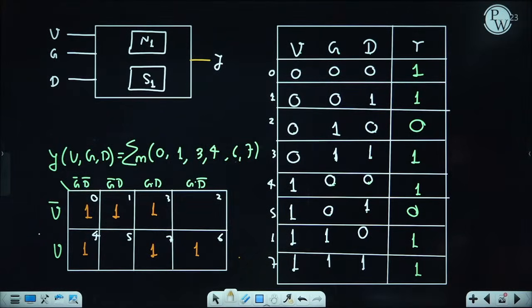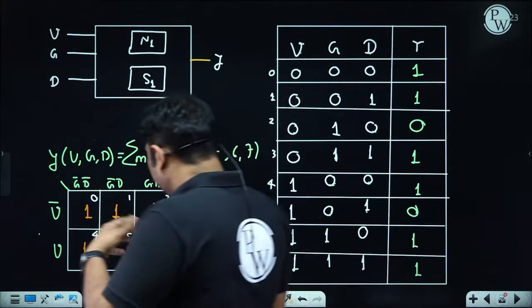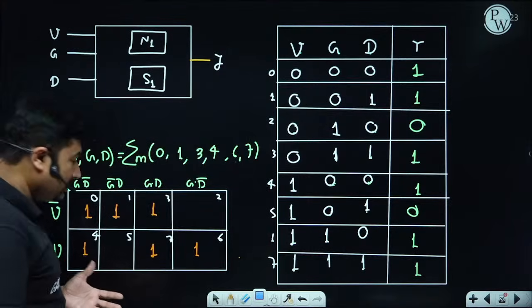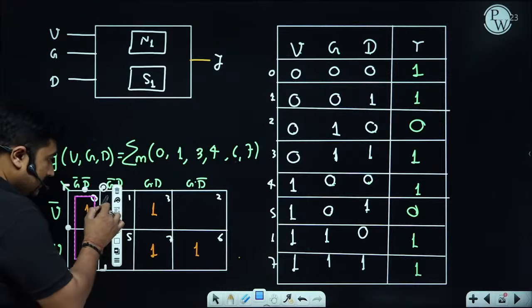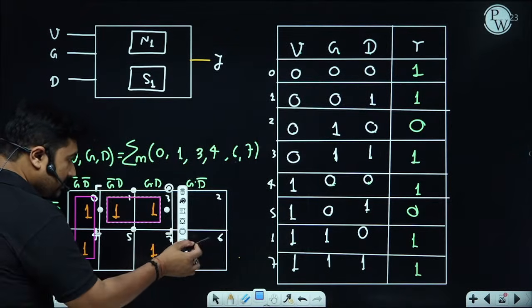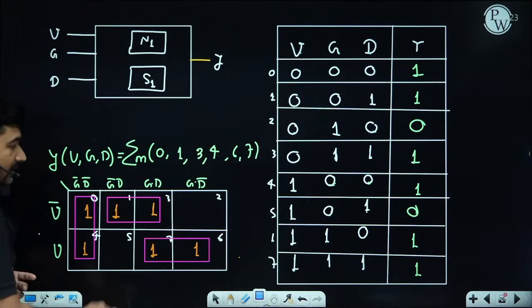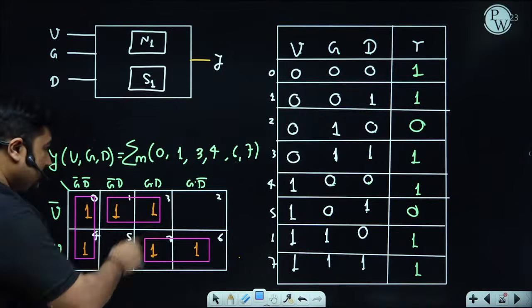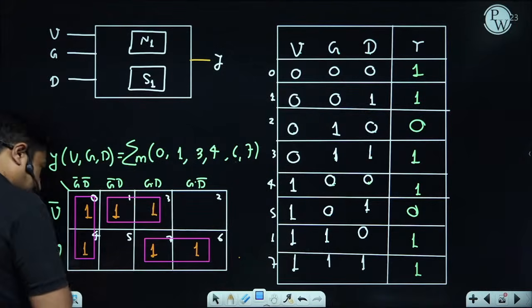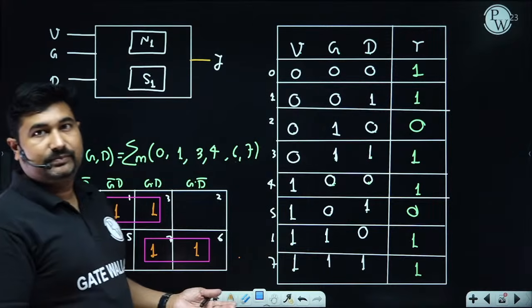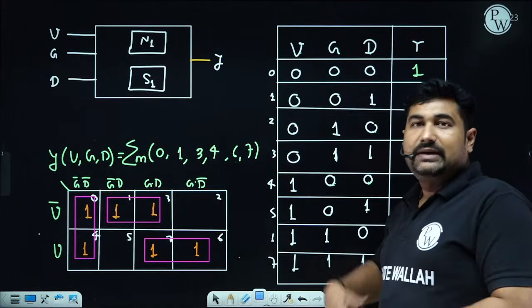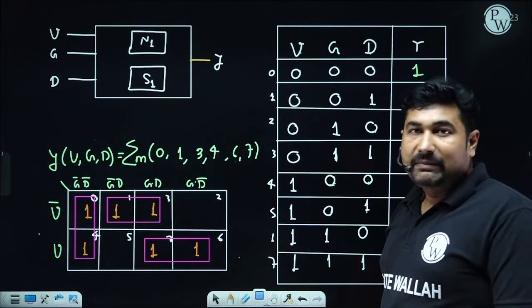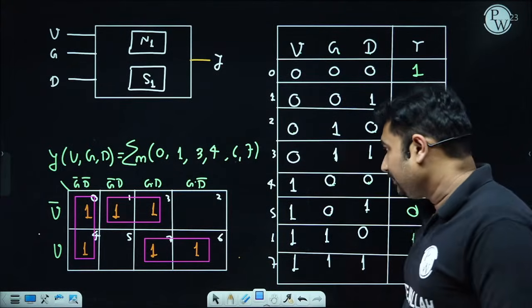So what we can do is consider any one solution. Let's take this solution. We can consider this. However, there are multiple solutions possible. You can consider this. Is it okay? If someone wants to consider this and this, then that is also correct. There is no EPI in this because every one can be part of another prime implicant. Is it okay? Yes, sir.